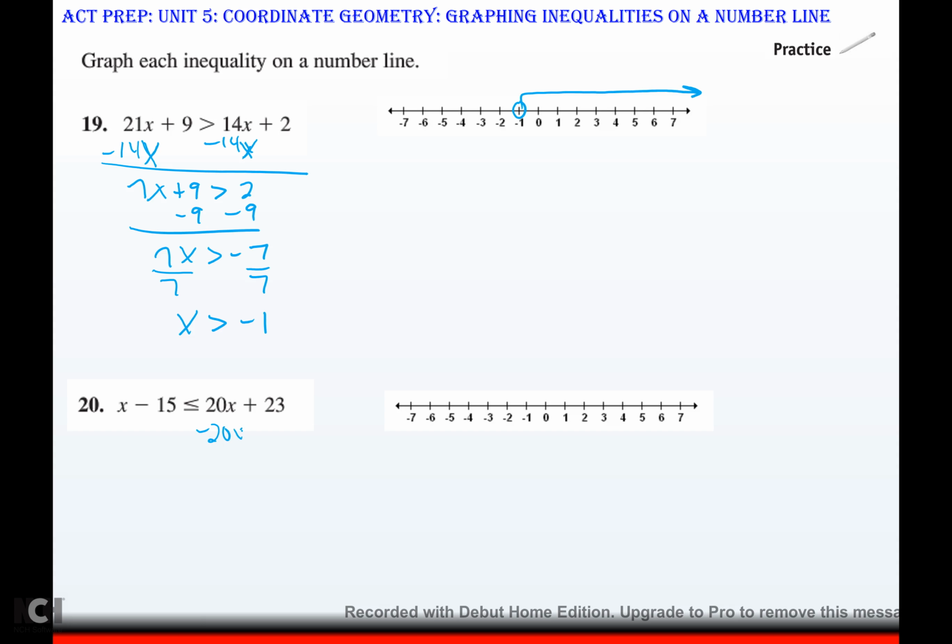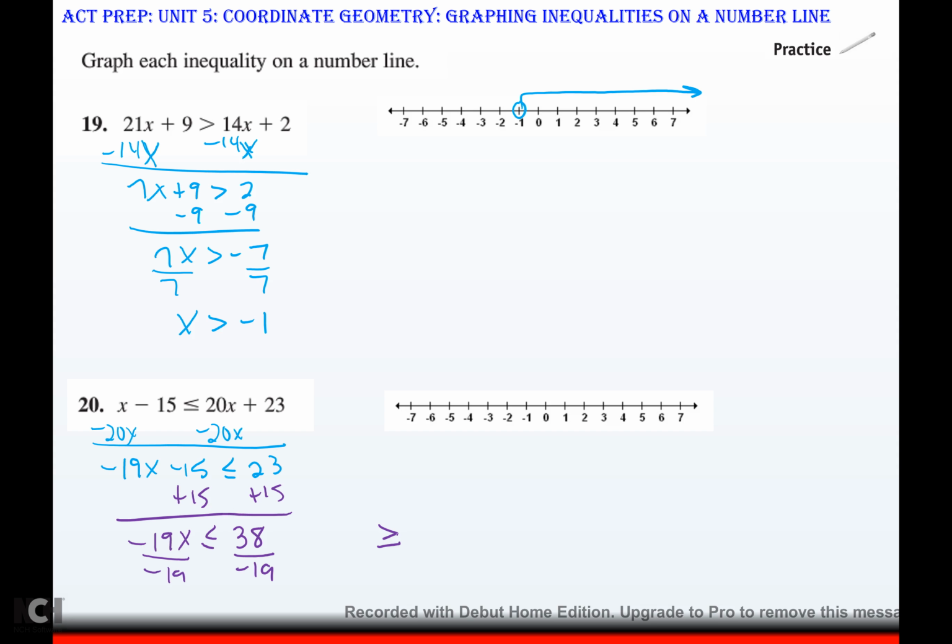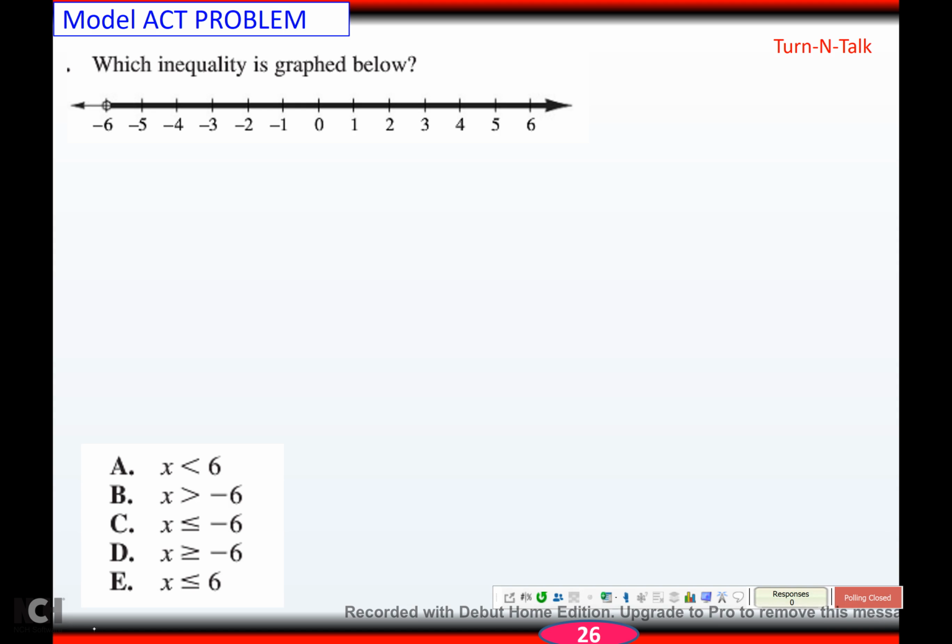Okay, minus 20x, that's going to be negative 19x minus 15, less than or equal to 23. To get x alone, I'm going to add 15. I get negative 19x is less than or equal to 38. Divide by negative 19, which will flip my inequality, and I get x is greater than or equal to negative 2. So I want to include the negative 2, closed circle, and everything greater would be to the right. Okay. All right, try this one.